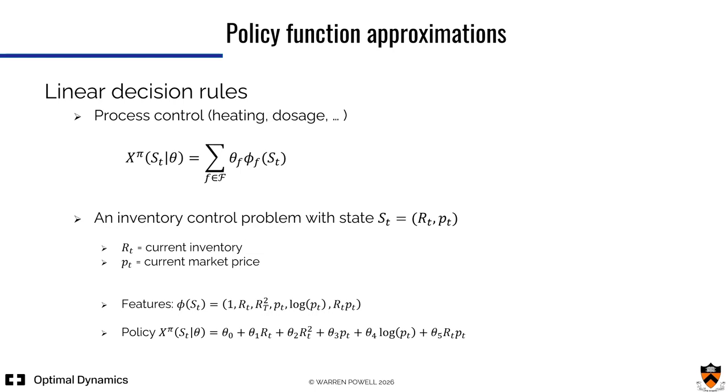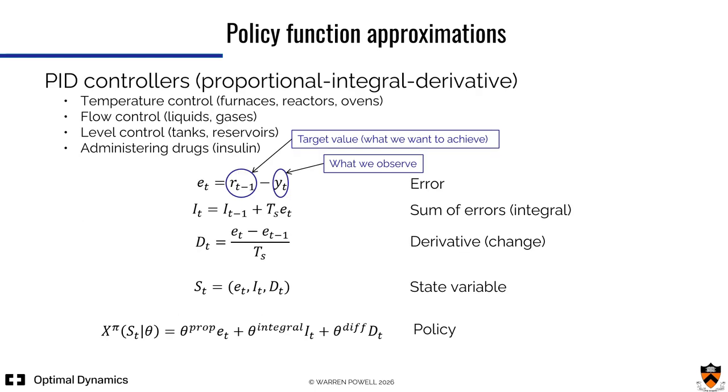For example, in an inventory control problem, we might have a state of here's the inventory and here's the price. And we might construct a series of features starting with a constant 1. The inventory squared, the price, the log of price, the product of resource times the price, spin that out into a linear function, and that could be a policy. We just have to tune the parameters theta.